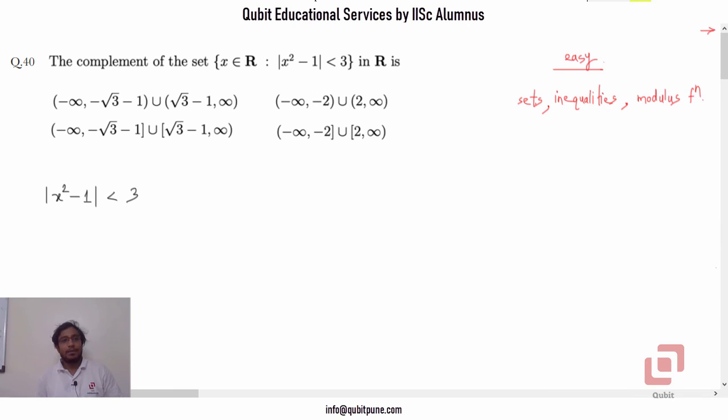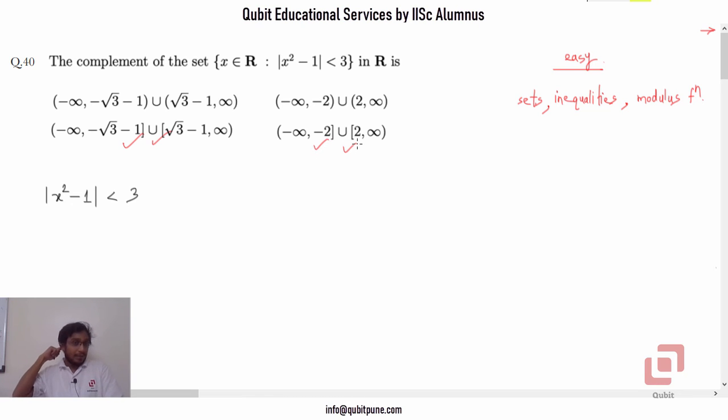Question 40. The complement of the set of all real x's such that mod of x squared minus 1 is less than 3 in R is, and we have 4 options: negative infinity to negative root 3 minus 1 union root 3 minus 1 to infinity open intervals, negative infinity to negative 2 union 2 to infinity open interval, and then we have the same options with the closed interval here.